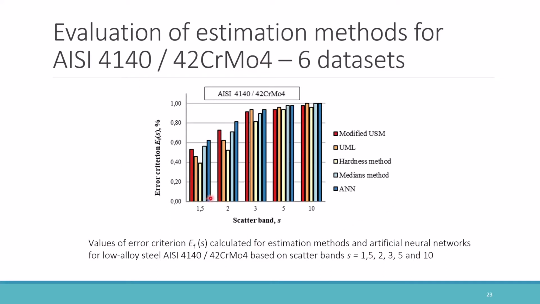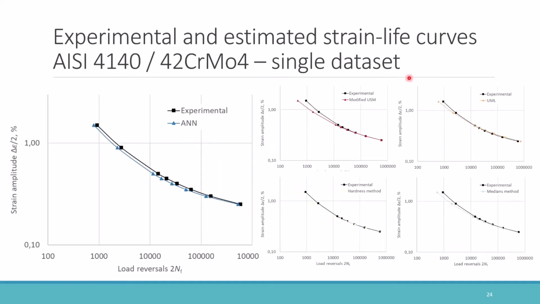So we can see that neural networks in general perform slightly better in these smaller scatter bands or equally good as empirical methods. But these are actually averaged results, because when we take one data set and draw strain life curves, we see that with parameters estimated with artificial neural networks, we obtained a really good approximation of the real strain life curve, and deviations from the experimental curve are more pronounced for conventional methods.